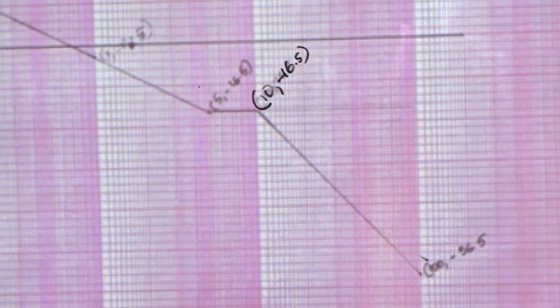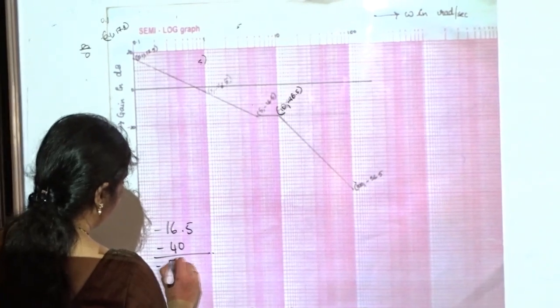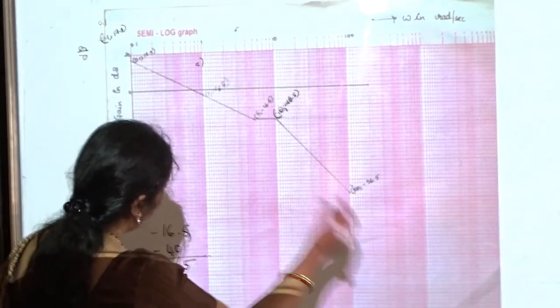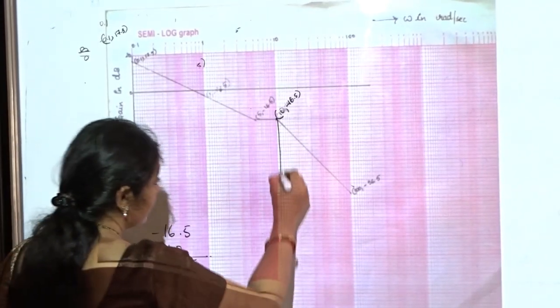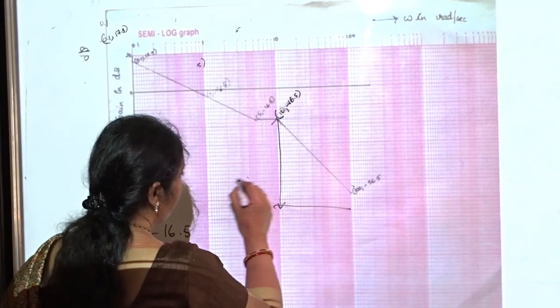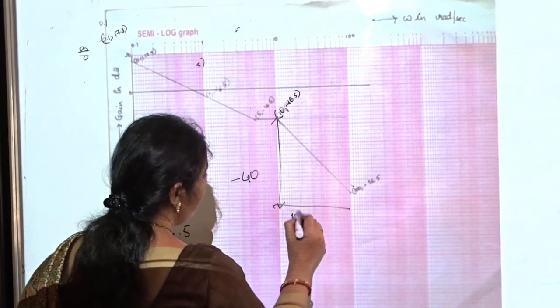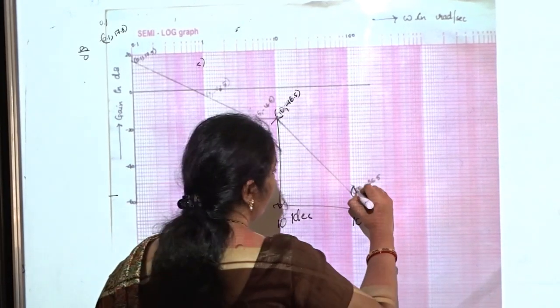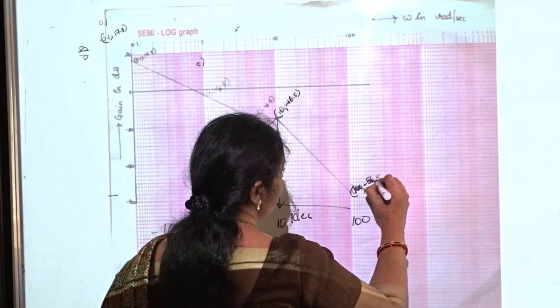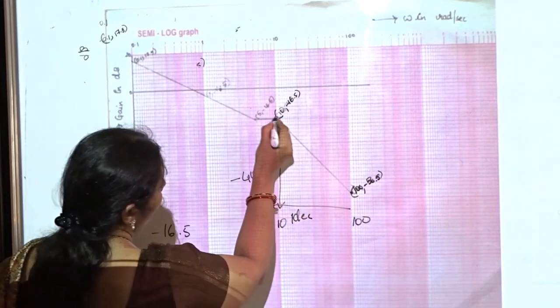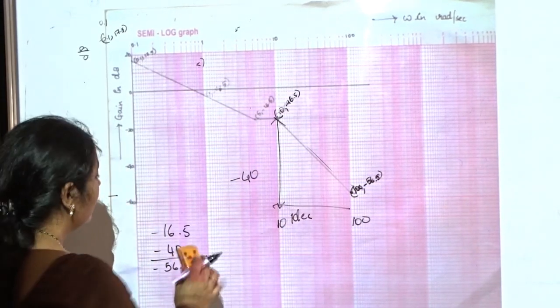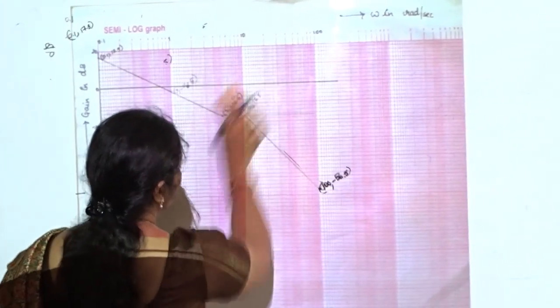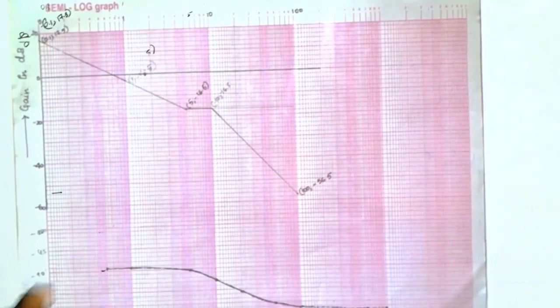So minus 16.5 minus 40 gives minus 56.5. The change should be minus 40 for one decade. One decade from 10 is 100, so 100 comma minus 56.5 is a point here. Join these two points and you get the magnitude plot. This is the magnitude plot that we get.